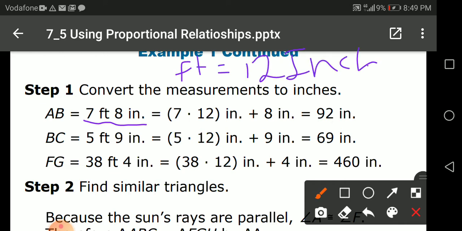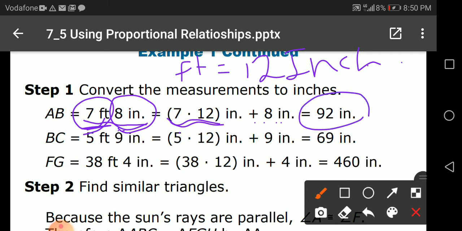So what am I going to do, guys? I'm going to multiply the 7 feet by 12. Why multiply by 12? To get it into inches. So 7 times 12 plus the 8 inches already here. So 7 times 12 gives me the inches, plus 8 inches. So the total will give you 92 inches.